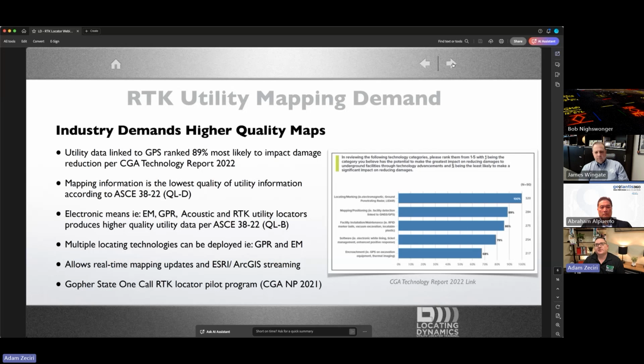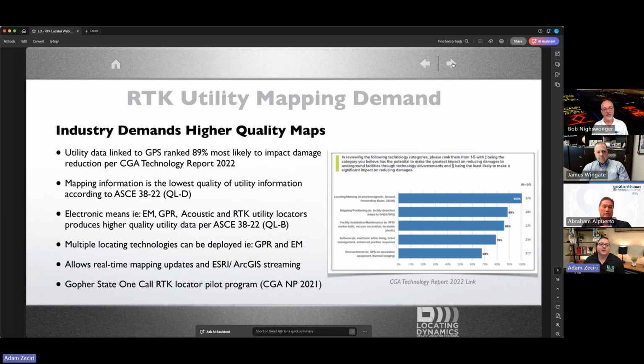The reason for that is you don't really know how that data has been collected and put on that map unless it's referenced and a data quality has been assigned to it. So without getting too far in the weeds on that, quality level A information is the best information you can have, and that's physically exposing the line, dropping a tape measure on it for depth, or taking coordinate data. Quality level B is what we do with locators. So that's going to be EM, GPR, acoustic, RTK.